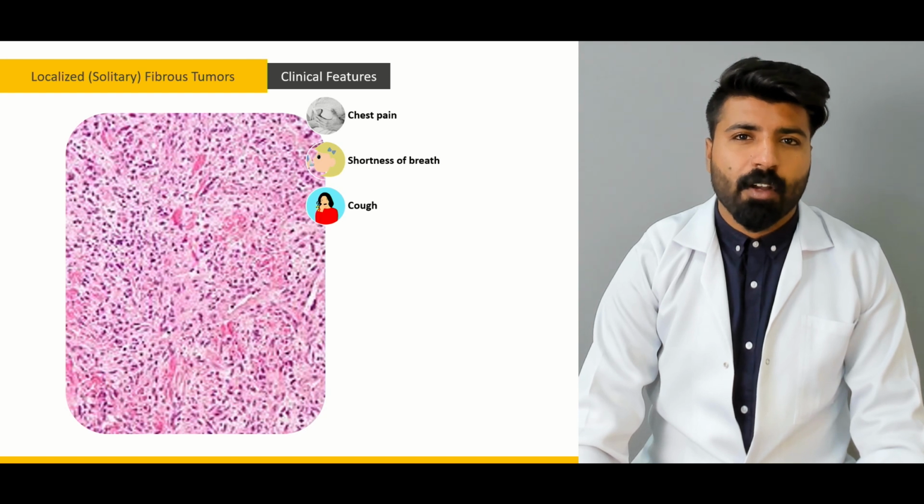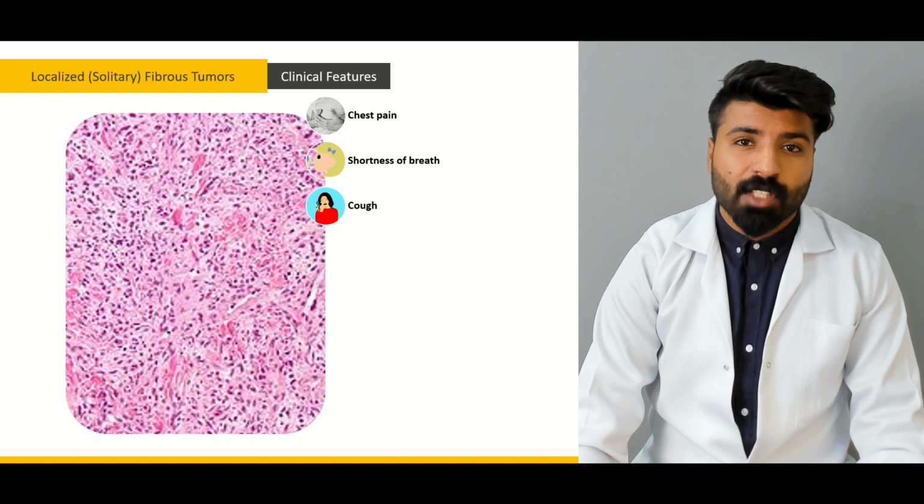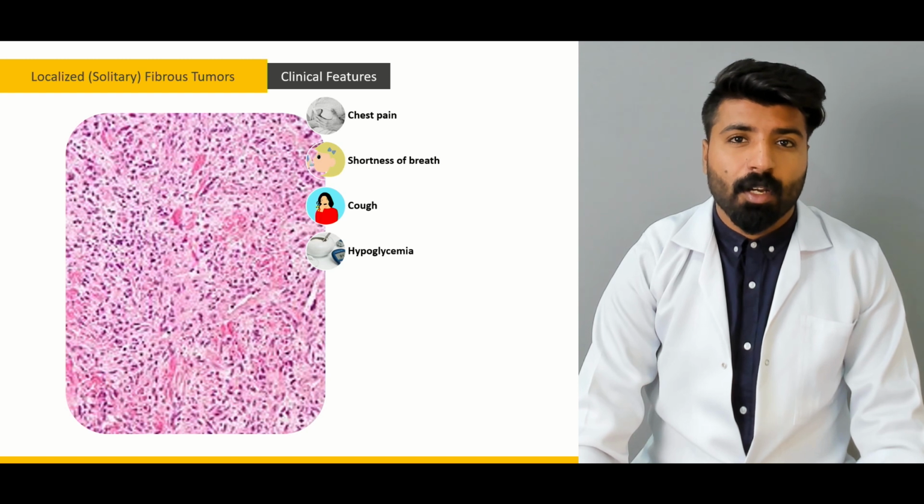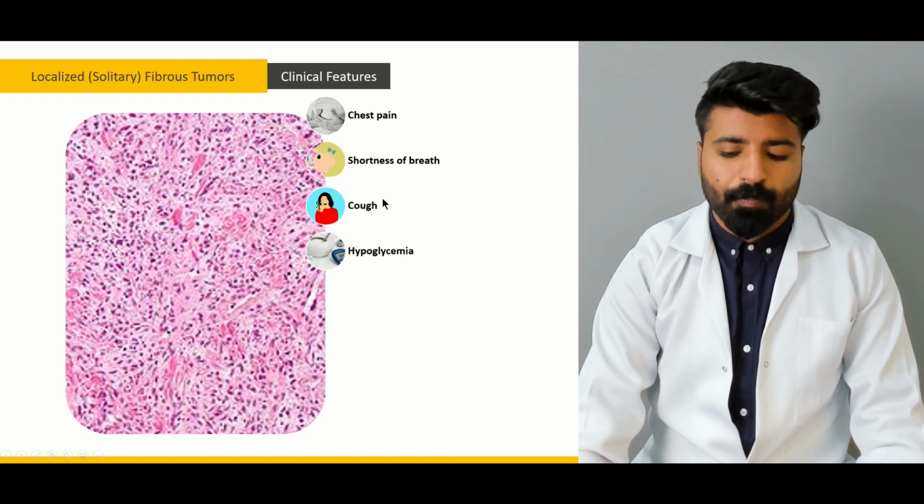Next, we're going to have cough. The patient is going to develop cough because lungs cannot expand, and there's an increased chance of bacterial colonization inside the alveolar levels. The patient is going to have hypoglycemia, because we talked about it: when the patient is shallow breathing, it's going to affect the metabolic and respiratory alkalosis and acidosis, and that will lead to hypoglycemia.